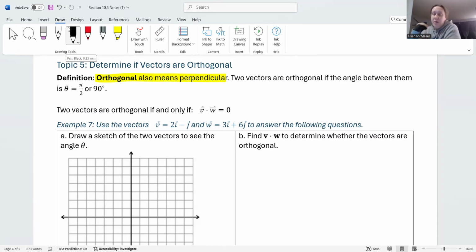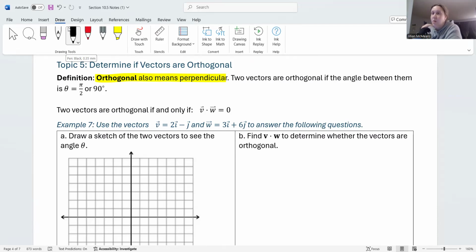Now, just like with parallel vectors, we knew that vectors were parallel if the angle between them was either 0 or 180. And then we were told also that two vectors are parallel if one is a scalar multiple of the other. Well, we have an extra little bit of information here too. Two vectors are perpendicular or orthogonal if the angle between them is 90 degrees. But we can also say that two vectors are orthogonal if and only if their dot product is 0.